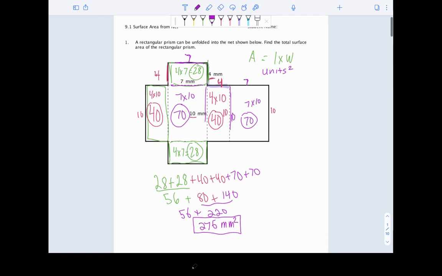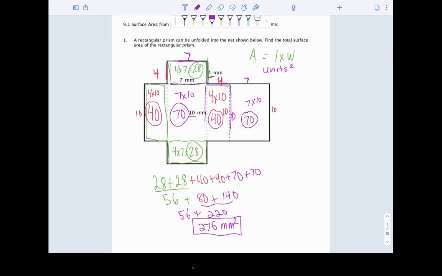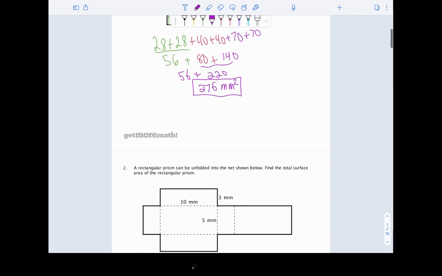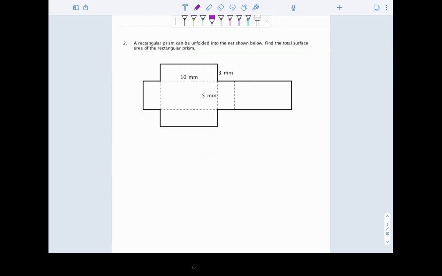All right. So that's how you figure that out. And there is kind of a shortcut, but we'll develop that as we go here, and we'll just keep it simple like this. Okay. So we're going to take a look at this next one. All right, so a rectangular prism. So we'll go back here.